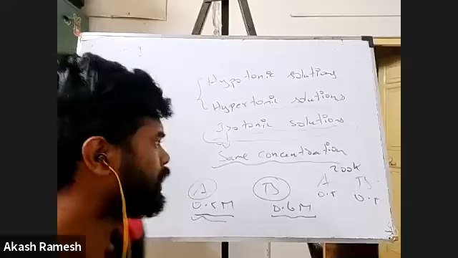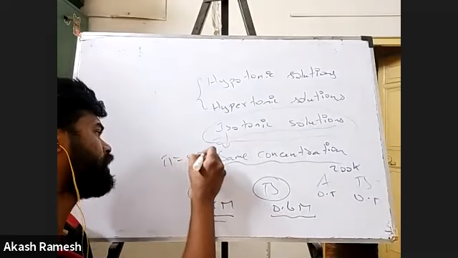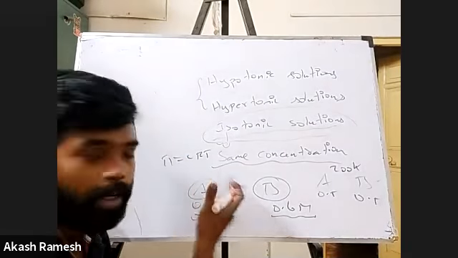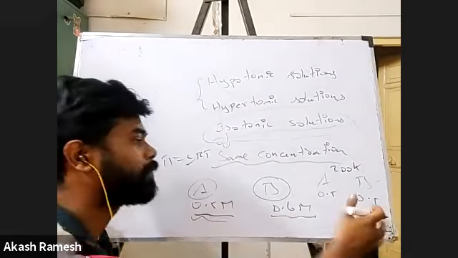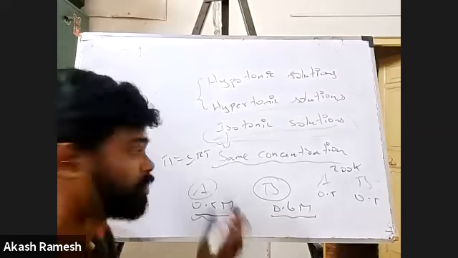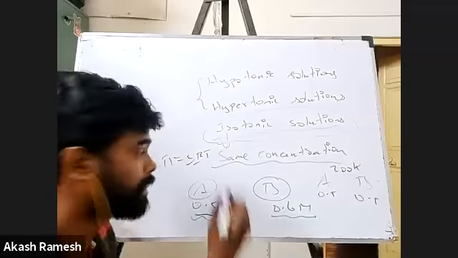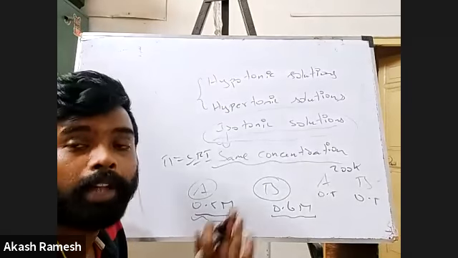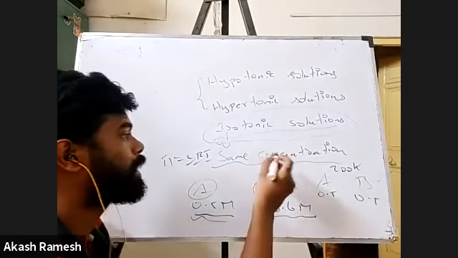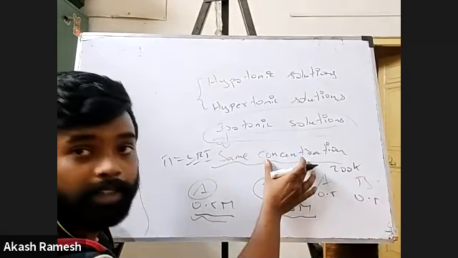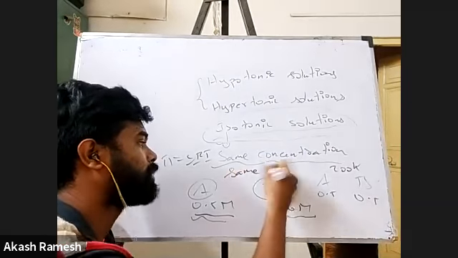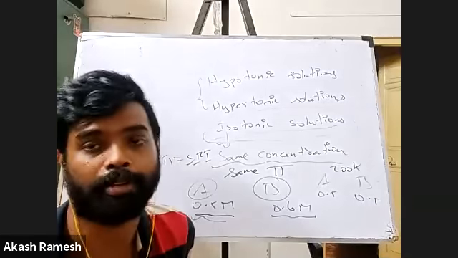Yes, right? You can now easily see, pi is equal to C into R into T. Now C is the same, 0.5 and 0.5, R is obviously the same because it's a constant, and temperature is also the same. So that is why isotonic solutions have the same concentration, and since they have the same concentration, they will have the same osmotic pressure.